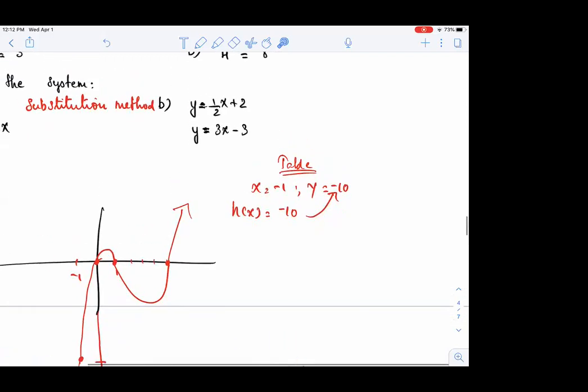You see that y is equal to half x plus 2. The same y is equal to 3x minus 3. So why can't we substitute? Let's substitute. So you can replace this y by this y, which is 3x minus 3. You know y is equal to 3x minus 3 from the second equation. So this y can be replaced by 3x minus 3. Or set them equal to each other because they both are y. If they both are y, they should be equal to each other, right?